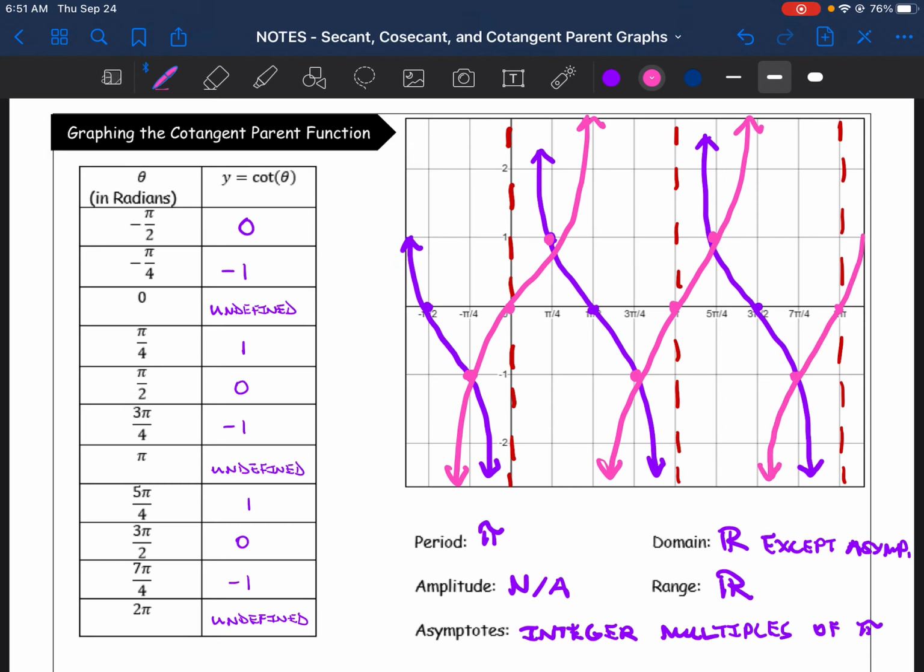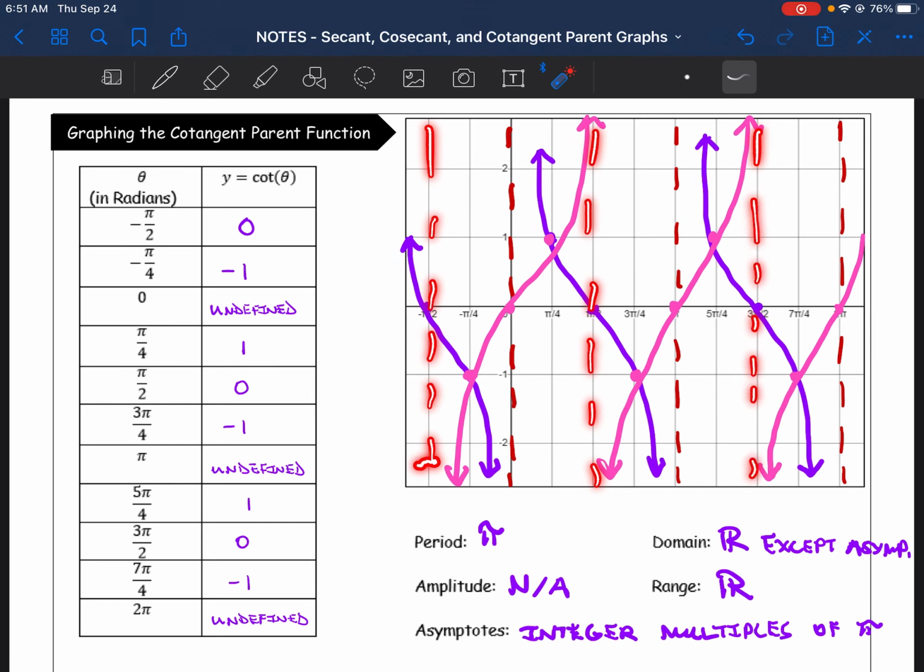Okay. In an effort not to clutter up the graph, I'm not going to draw in the asymptotes for tangent, but we can see where the asymptotes are. We can see that the asymptotes would be here at negative pi over 2, here at pi over 2. We would have one at 3 pi over 2, and so on.